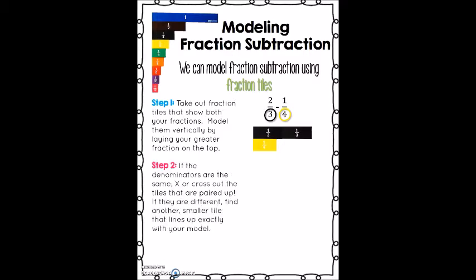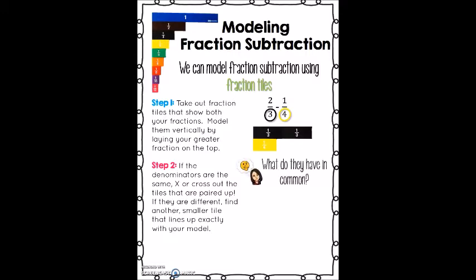Next, if the denominators are the same, I can X out or cross out the tiles that are paired up. That's because when the denominator is the same, you're already using the same sized piece or the same unit. Now in this case, we already know that our fraction tiles are different sizes because we have different denominators. So again, I need to find another smaller tile that lines up exactly with our model. So I need to think, what do they have in common?